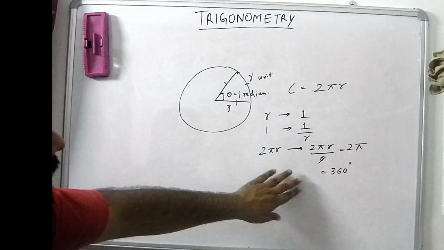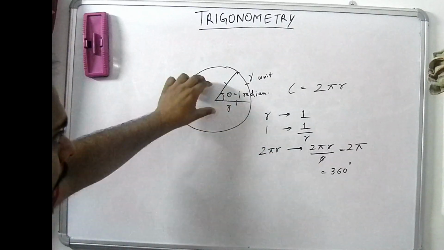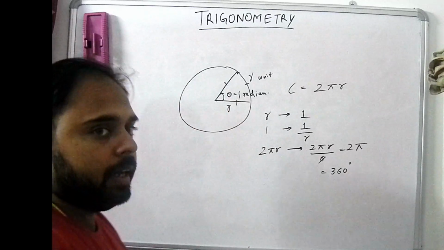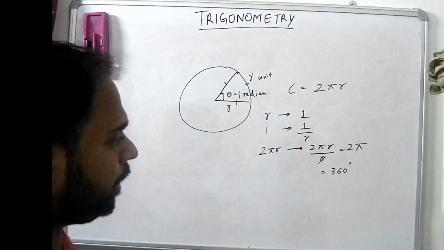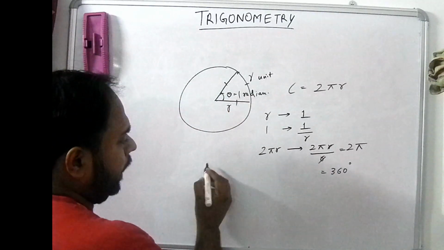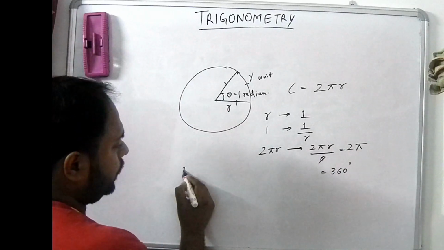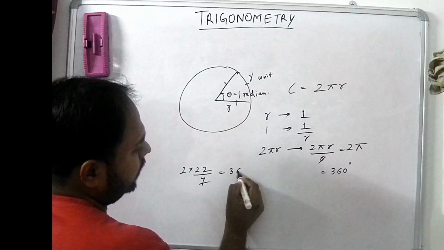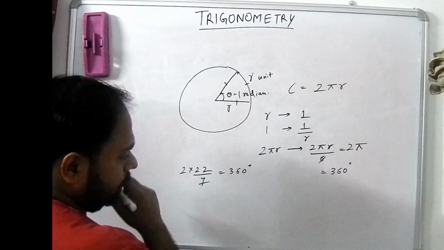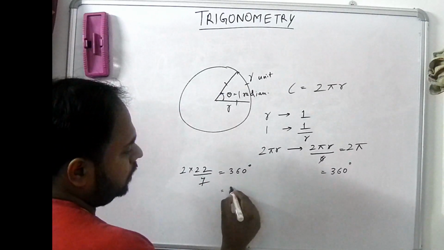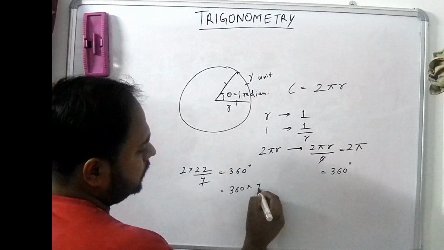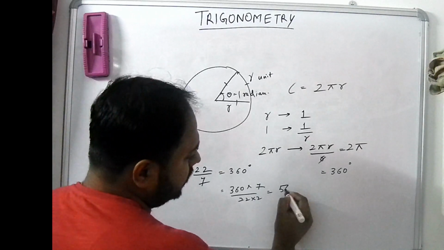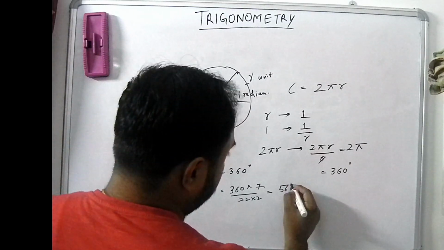Okay. So likewise we have 360 degrees as one circle. In radian units, it's 2 pi. So what is 2 pi? Pi is 22 by 7. So 2 into 22 by 7 approximately is equal to 360 degrees, right? So essentially 1 radian is nothing but 360 into 7 upon 22 into 2, which is approximately equal to 57 degrees and some minutes, around 30 minutes, okay.